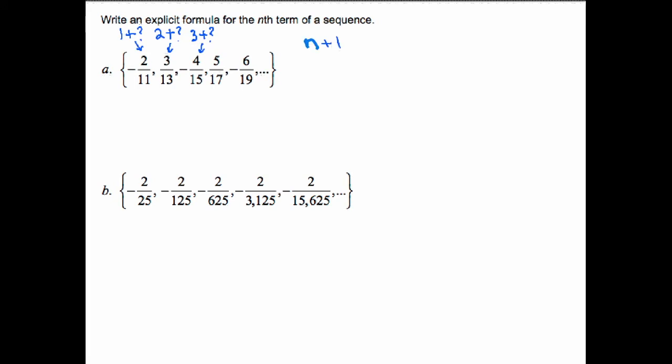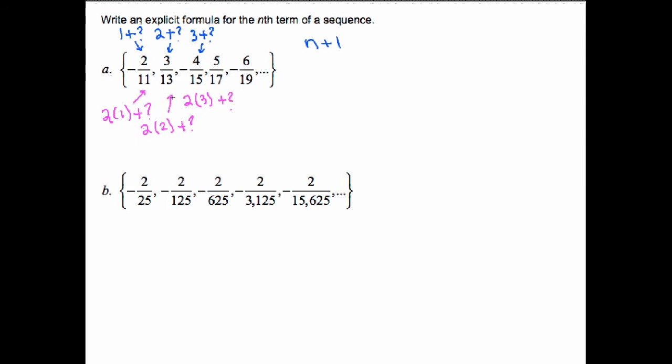For the denominator, each of these terms, 11, 13, 15, 17, 19, differ by 2. So what does that is 2 times n. So let me look at the 11. 2 times 1 plus a number equals 11. Let me look at the 13. 2 times 2 plus a number is 13. Let me look at the 15. 2 times 3 plus a number is 15.